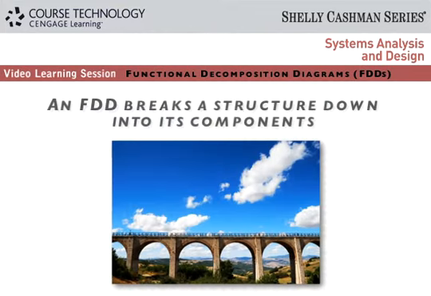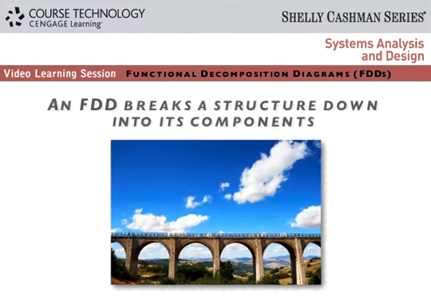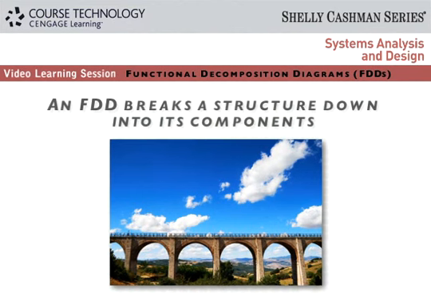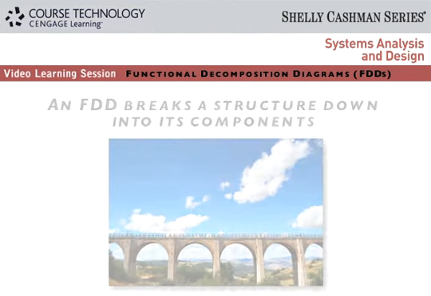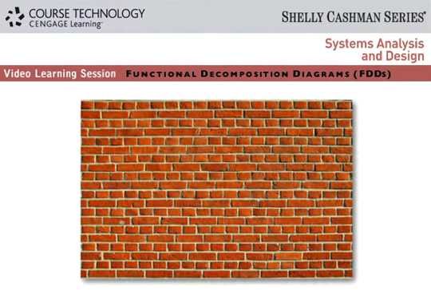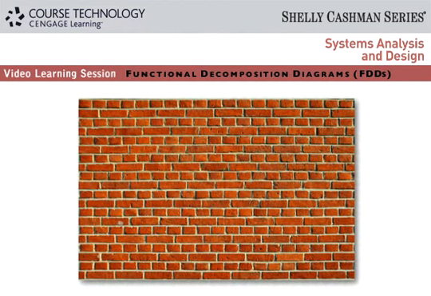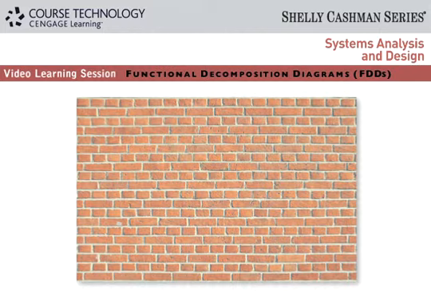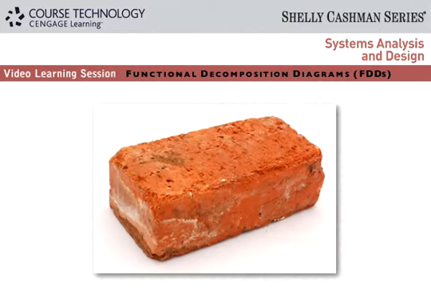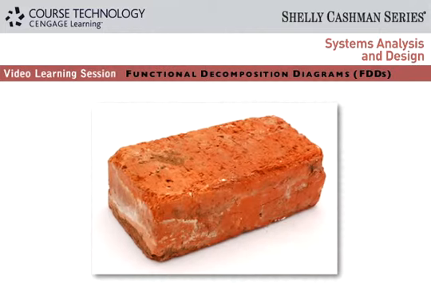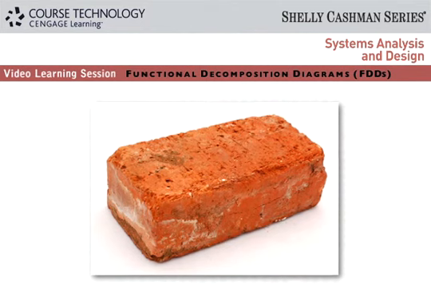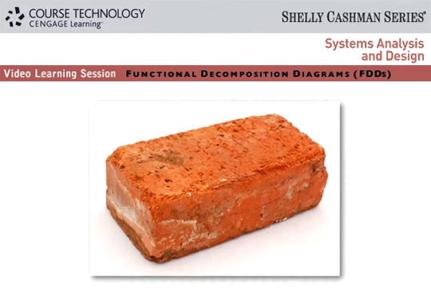Sometimes a large structure is hard to visualize. For example, a bridge might look like this. But if you move in for a closer look, you might see this part of the structure. And if you really looked closely, you could see the individual components. An FDD works the same way.